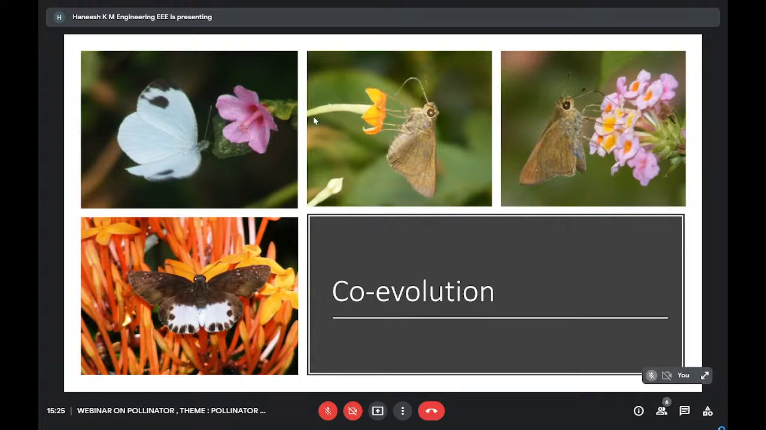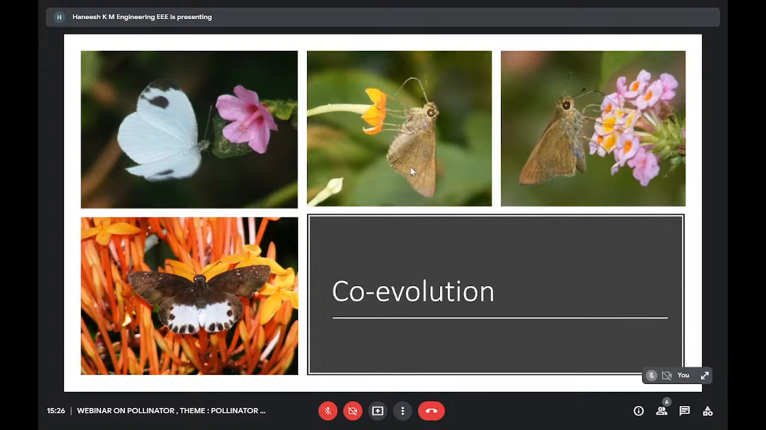Because this plant is looking for certain insects which have a long proboscis. You can see different examples here. The shape of the flower or the length of the pollen tube will be different, so that they will be able to pollinate them. This is what is known as co-evolution.